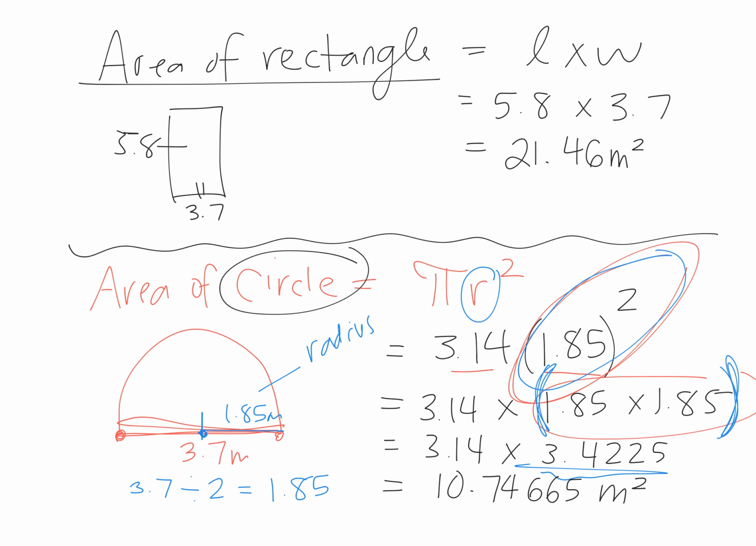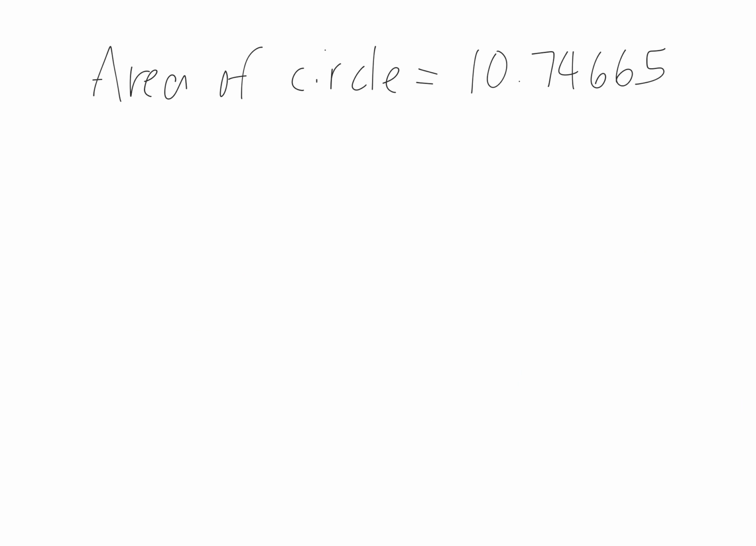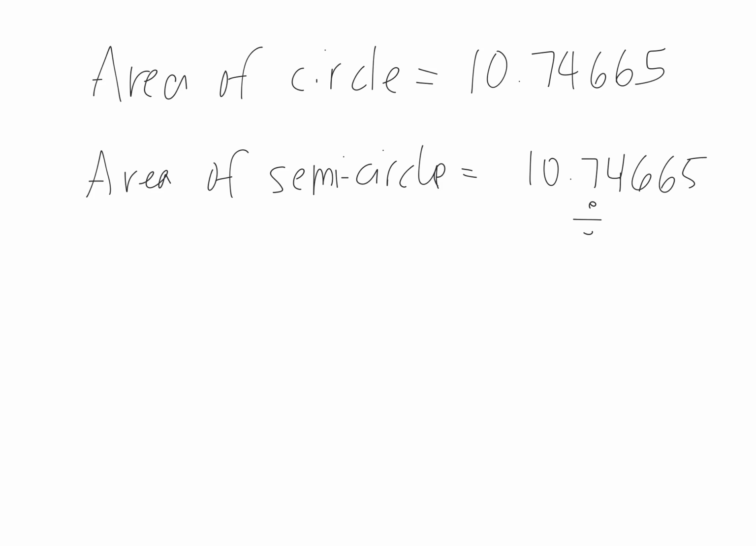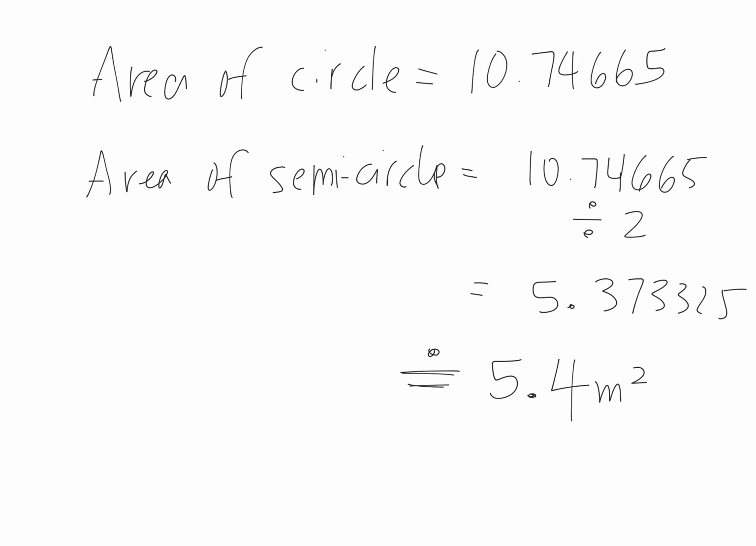But what is in the basketball court? A circle or a semicircle? Semicircle. Half a circle. How do you find half of a circle? Divide by 2. But we want to know the area of the semicircle. So we take 10.74665 and divide it by 2. What do you get? 5.373325. That's way too long. We're going to round it to the nearest tenth, so one decimal place. So it's approximately equal to 5.4 meters squared. Okay, that's the area of the semicircle.